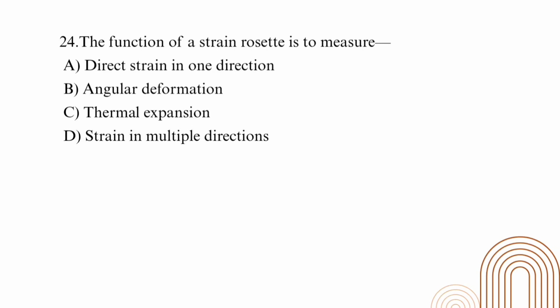Now the question number 24. The function of a strain rosette is to measure, and options are: option A, direct strain in one direction; option B, angular deformation; option C, thermal expansion; and option D, strain in multiple directions. And the correct answer is option D, strain in multiple directions.